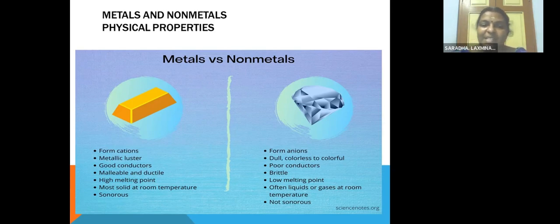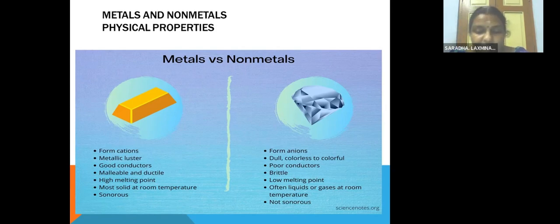You can start from luster. Luster means a shiny surface, whereas in this case, it is non-lustrous. Here, they are good conductors of heat and electricity. Here, they are poor conductors of heat and electricity. Malleable: what is malleability? What is ductility? Malleability means it can be spread into long sheets, whereas ductility means it can be drawn into wires. And similarly, melting points: here, high melting point; here, low melting point.